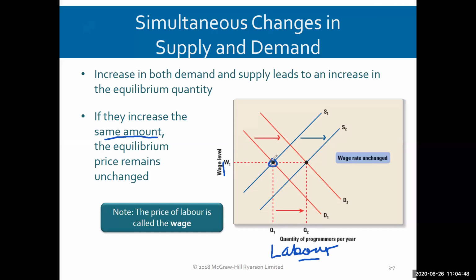Here's our initial equilibrium where we've got demand one and supply one, and we've got our wage one. So that's our starting point where we've got our wages, and there's a certain quantity of labor in equilibrium. So demand equals supply. Now we're going to have a simultaneous shift. So both demand and supply are going to increase, and that will always lead to an increase in quantity.